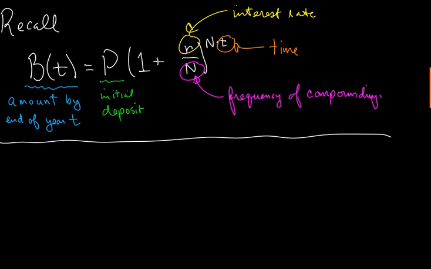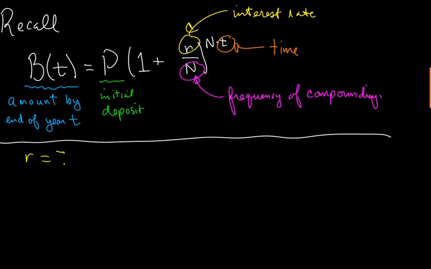Let's remember this formula first. This formula gives you how much money you're going to have at the end of year t. Okay, that's this function b of t in blue. If you deposit some money, P, into a bank that has some interest rate R, and they compound that interest rate, let's say, n times a year. All right?